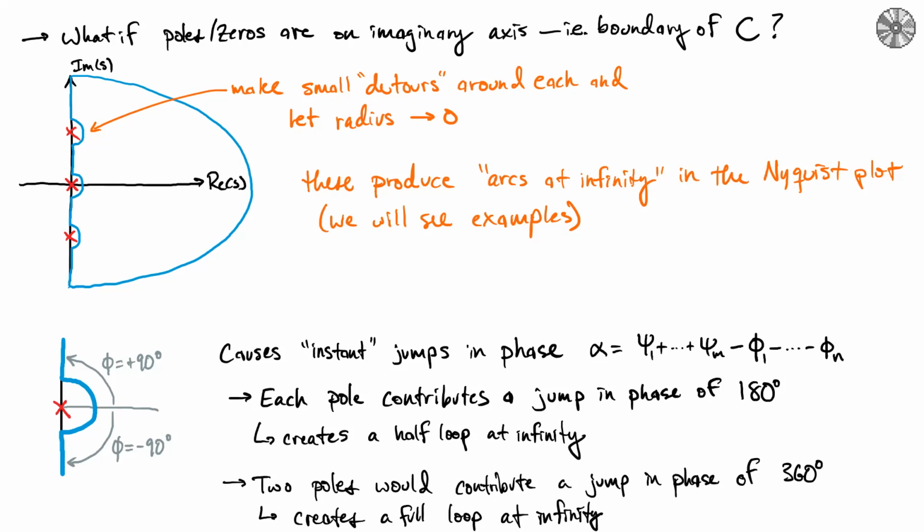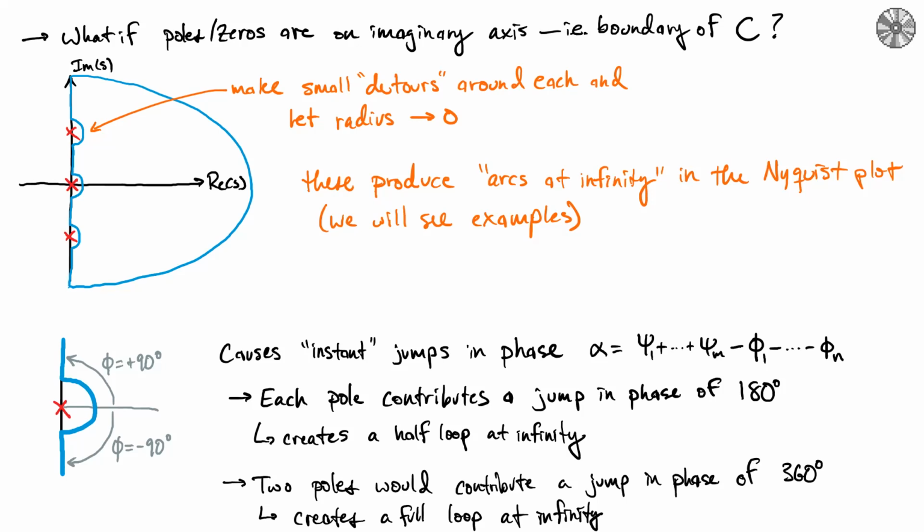As usual, the marginal cases always cause us a little bit of a headache. So you may be wondering, what happens if we know that our contour is on the right half plane, but part of that contour extends along the imaginary axis? What happens if any of our poles or zeros are actually on the imaginary axis? So what if they're on the boundary of this contour that we're talking about?